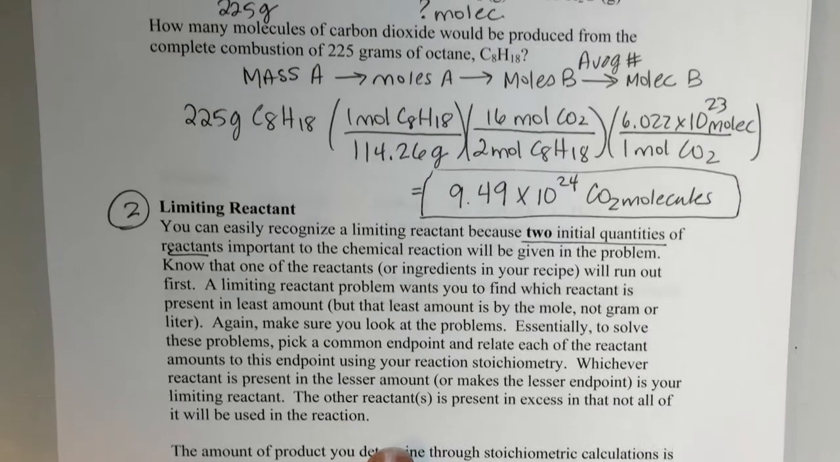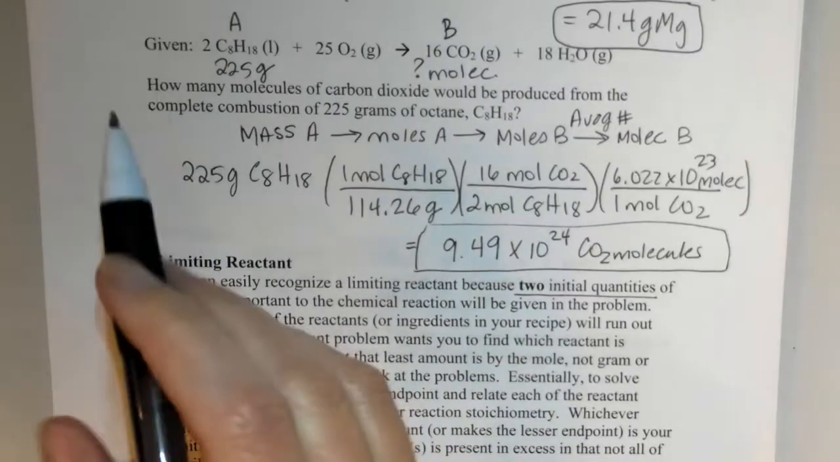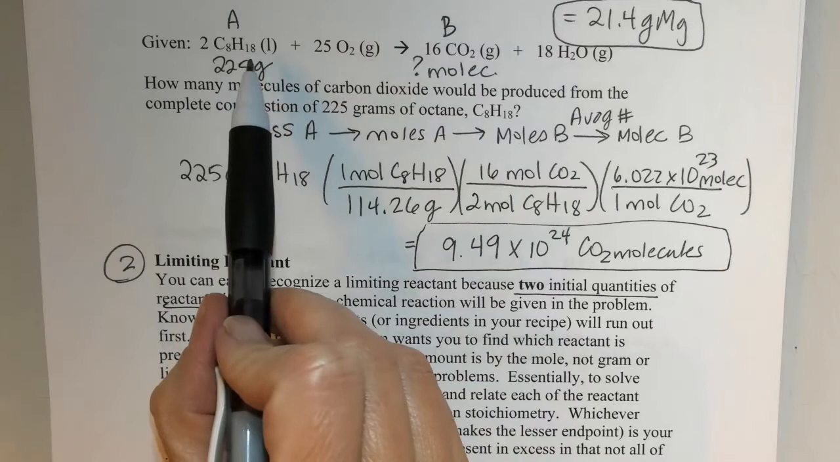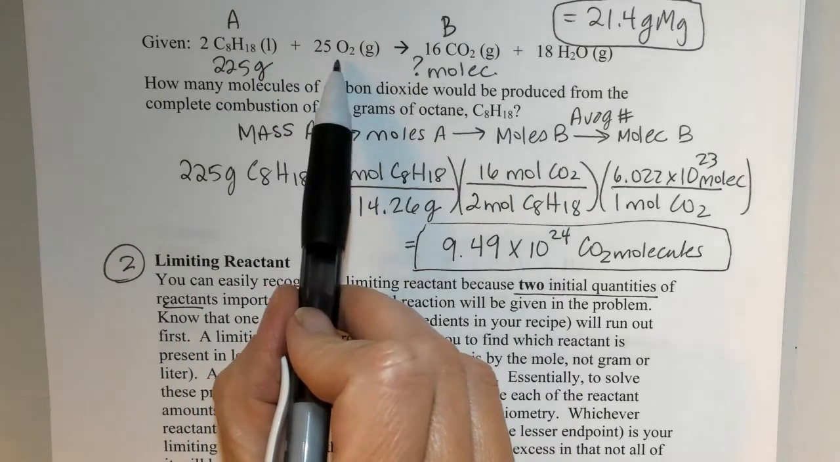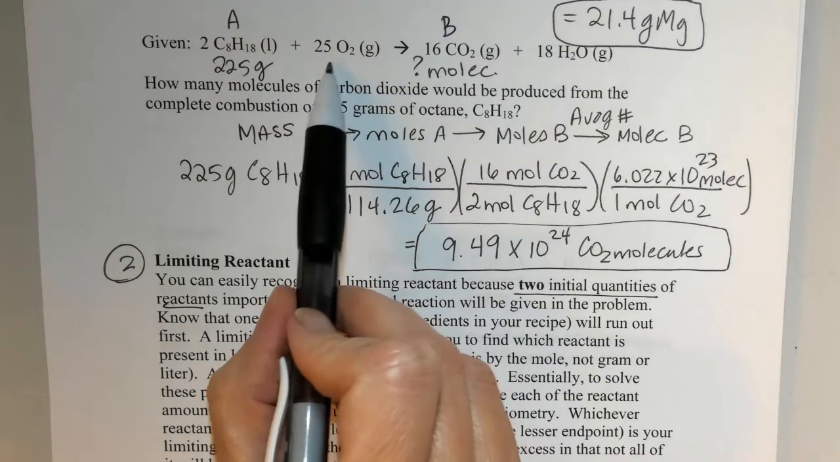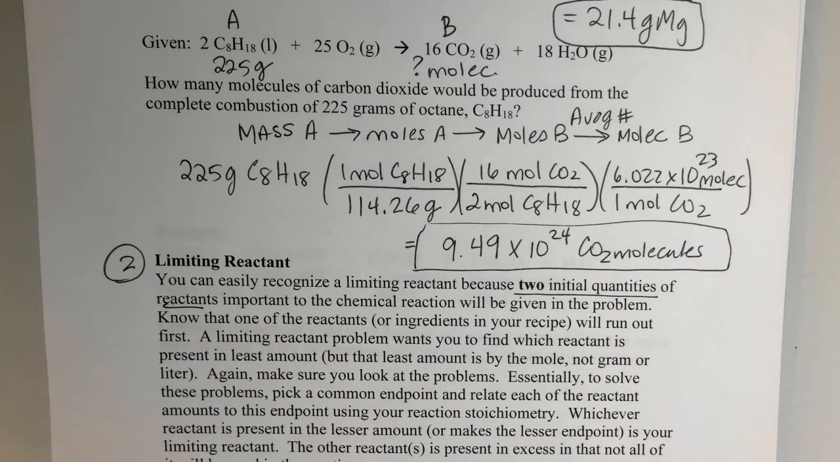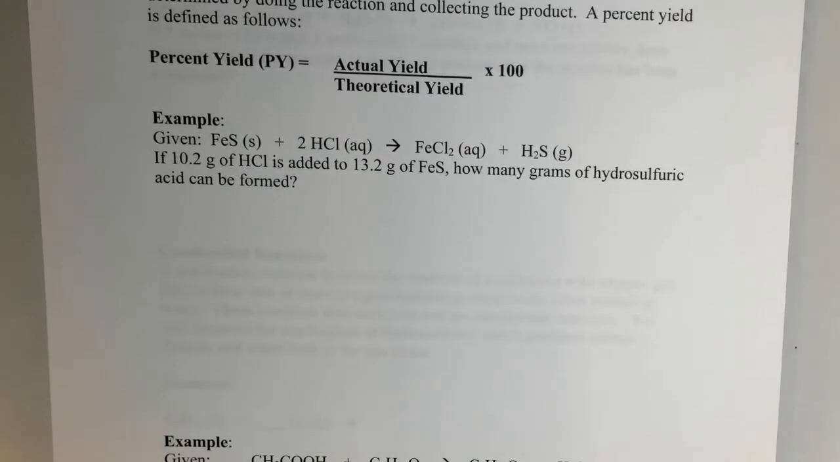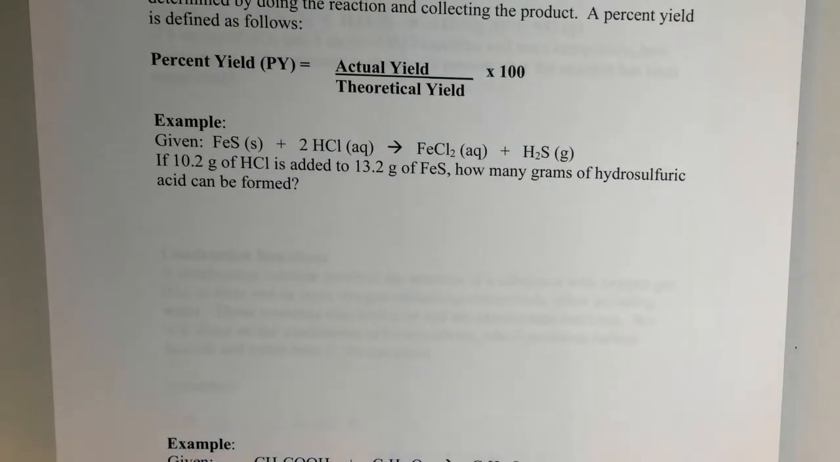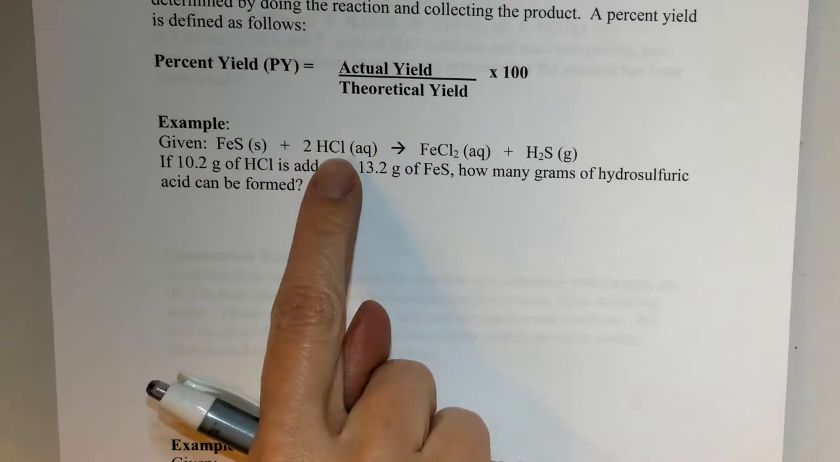Like the example we looked at on the first video, we had a mass of octane and then nothing about the other reactant, oxygen. So we just assume it's excess. If there's no quantity indicated, we just assume it's present in excess. But what will happen here is we're going to have a problem where we're going to have a mass or a quantity of two of the reactants.